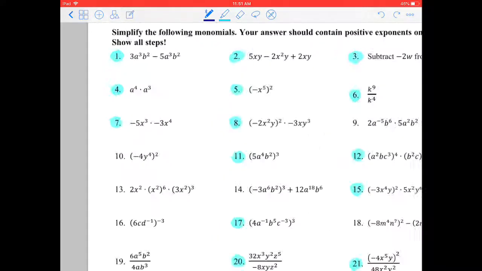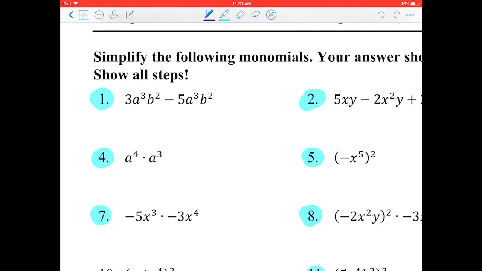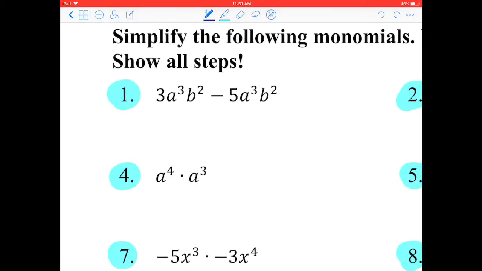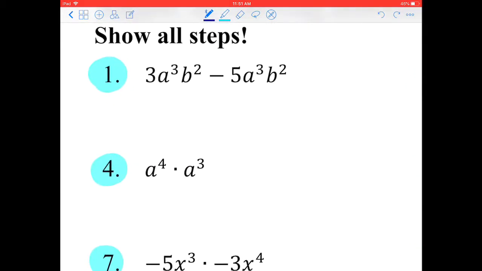So let's start from the beginning. There are a lot of things highlighted here. I'm only going to do the odds. Try the evens. See how far you get on your own, okay? So number 1. When this is addition or subtraction, right here we have subtraction, what you're looking for are like terms. That means that the variables and the exponents have to be identical. They are. So in that case, we can go ahead and just subtract.